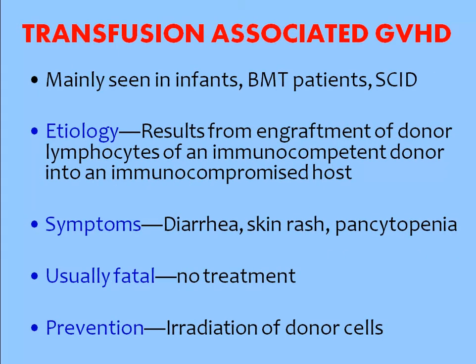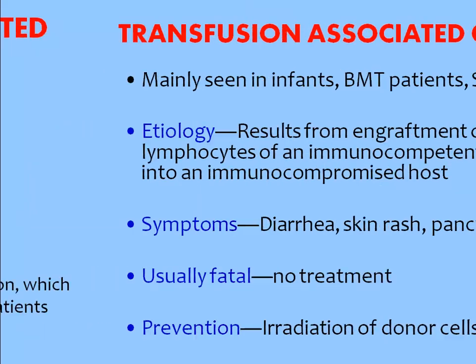Then transfusion associated GVHD, it is mainly seen in infants and SCID patients. The etiology would be engraftment of donor lymphocytes of an immunocompetent donor into an immunocompromised host. That is, you are giving immunocompetent donor lymphocytes into an immunocompromised host. This will lead to diarrhea, skin rash, and pancytopenia. It is usually fatal because there is no treatment. Prevention would be irradiation of donor cells.